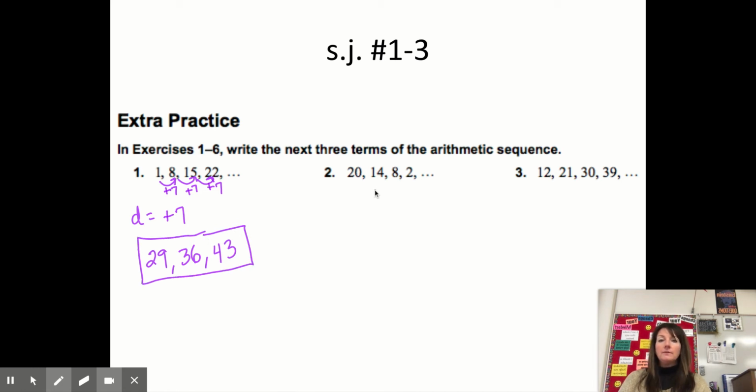Okay, I want you to pause the video and give number 20 a try. Try to identify the common difference, but also what are the next 3 terms in this sequence.